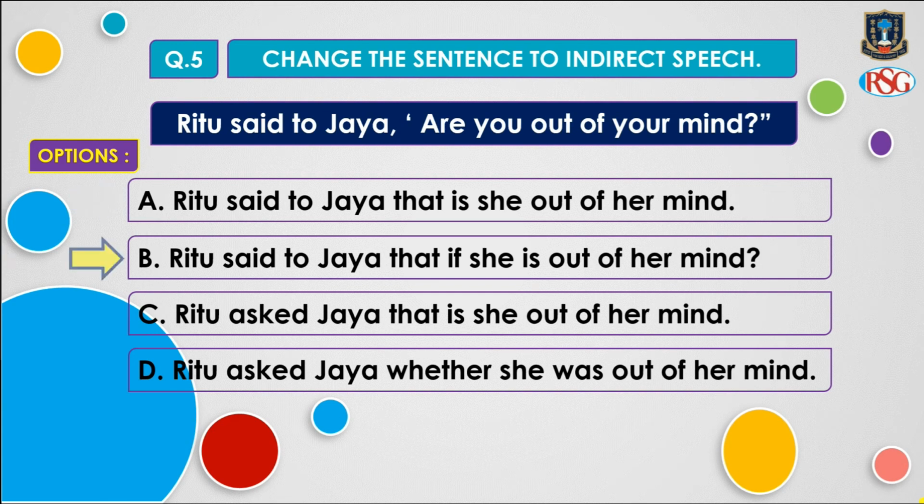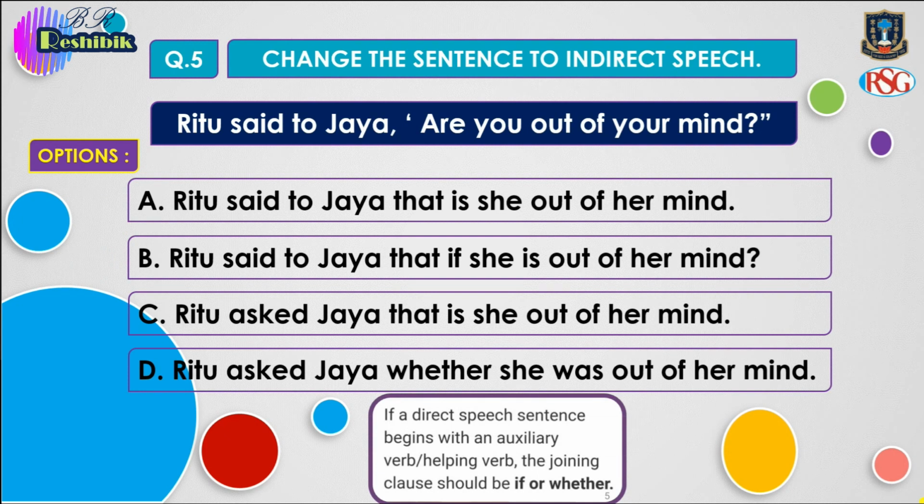Now let us try to find out which is the right option: 1, 2, 3 or 4. Alright. Now see, before that let me explain the question first. In a direct speech sentence, if the direct speech sentence begins with an auxiliary verb, which means a helping verb, then the joining clause should be if or whether. You understood? Now in this sentence, what is the auxiliary verb that has been used here?